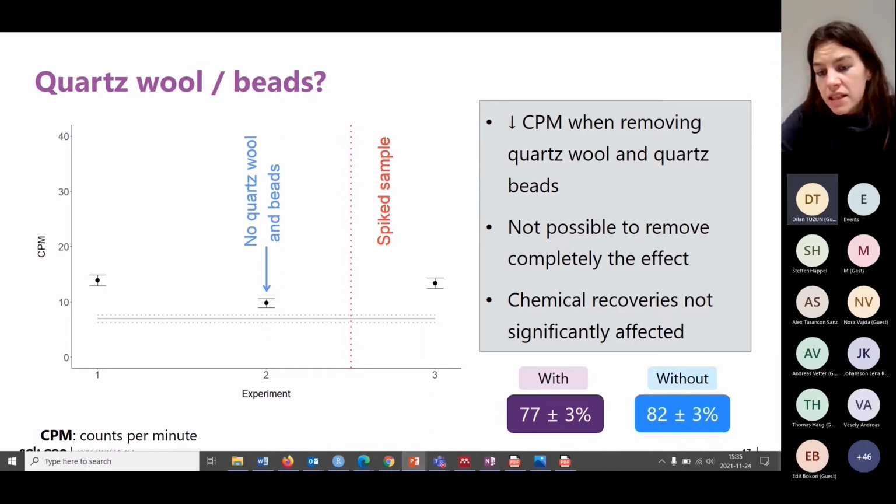meaning that it was not possible to completely remove this chlorine-36 memory effect. But even so, we calculated the chemical recoveries in order to see if it was really needed to use the quartz wool and quartz beds on the setup. As you can see in the squares below, there were no significant differences in the chemical recoveries, meaning that we could remove them from the setup.